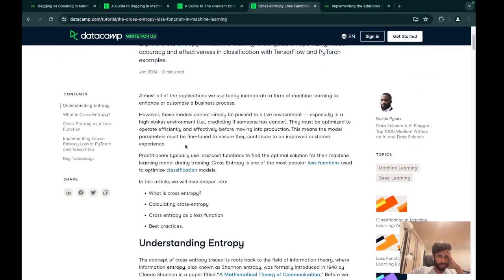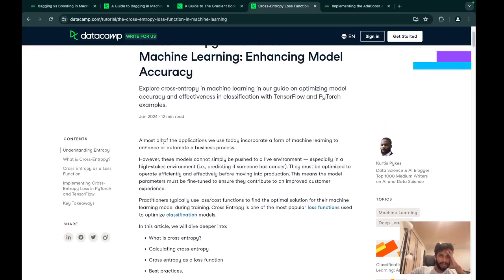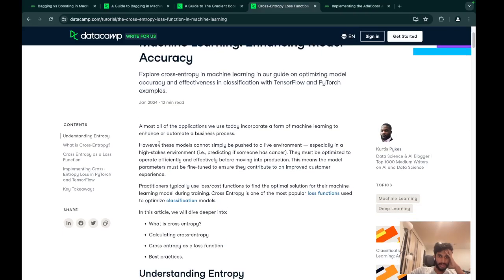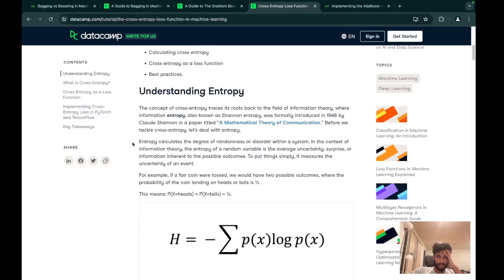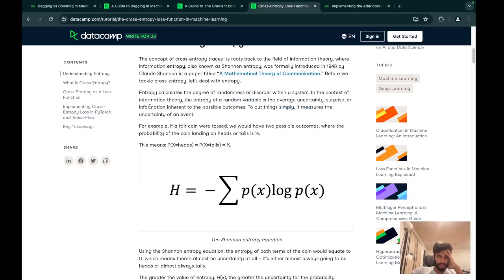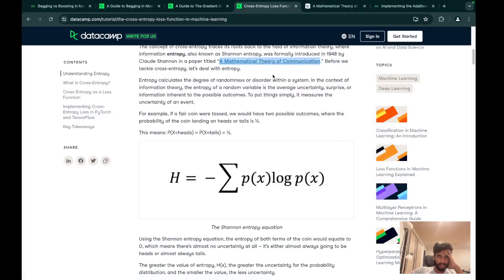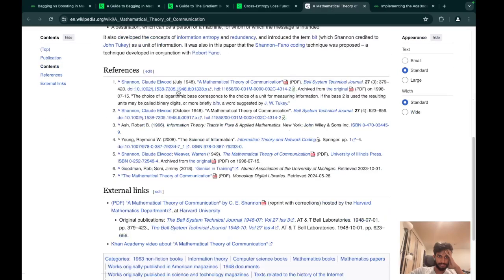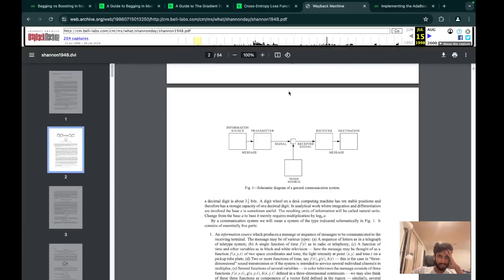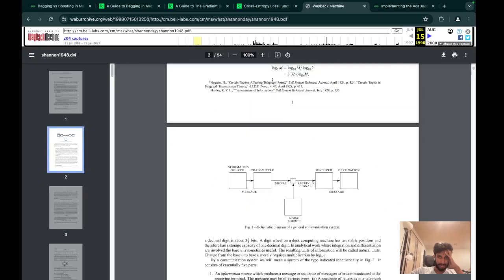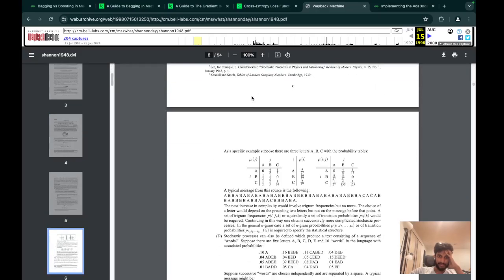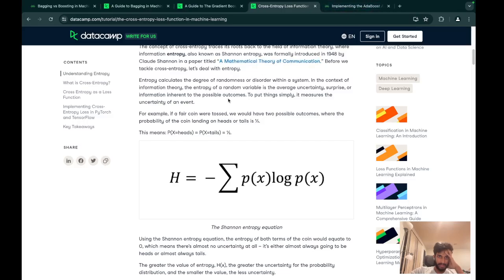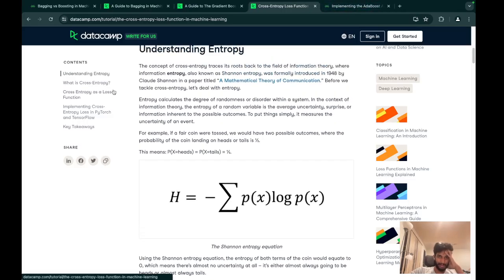Okay, let's see what you wrote. All of the applications we use today incorporate a form of machine learning to enhance or automate a business process, blah blah blah, understanding cross entropy. Claude Shannon, the mathematical theory of communication. This is a cool paper. It is 54 pages. I'm not gonna read it because you've seen me, not even done with one paragraph of the original paper, and I'm already somewhere else.